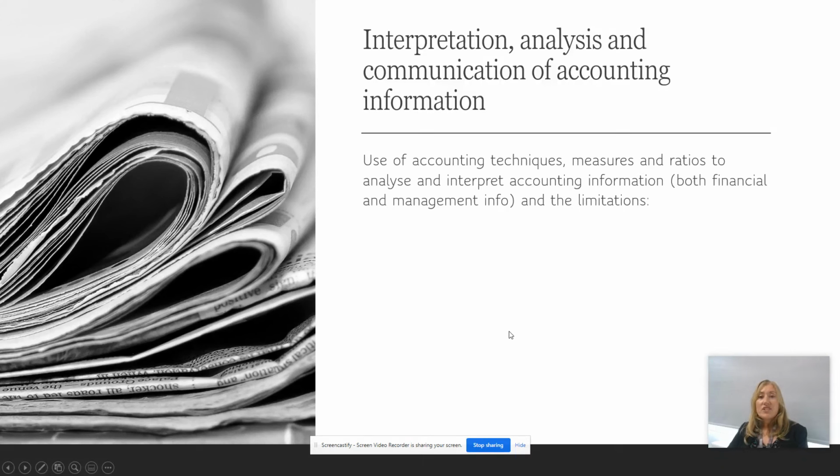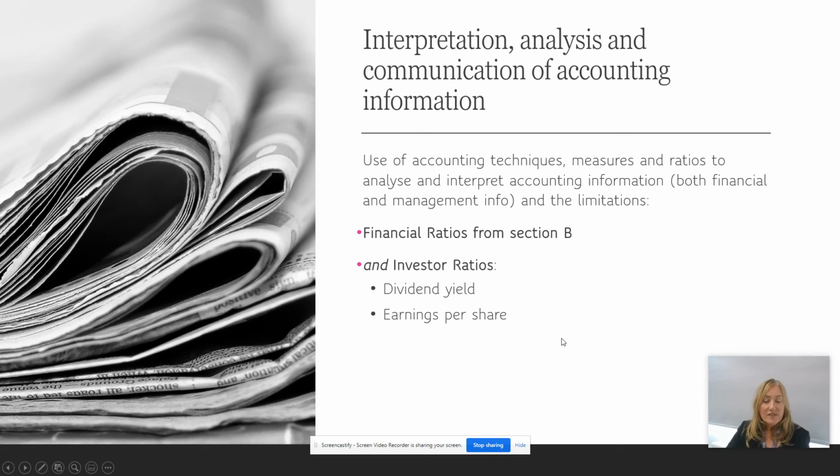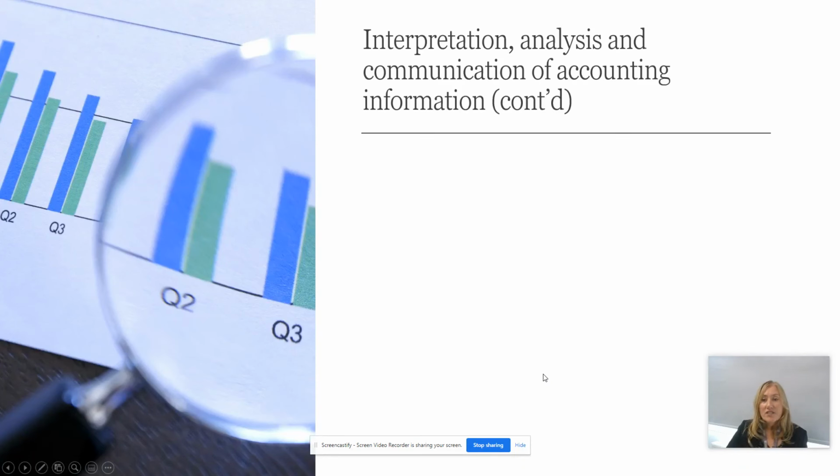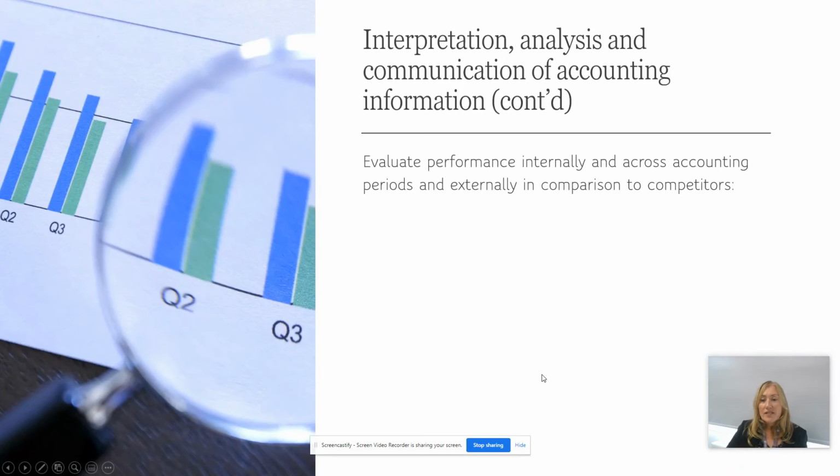And then the interpretation, communication of accounting information. We've got the financial ratios, which I've just been over in section B, but also the investor ratio. So make sure you know how to work out dividend yield, earnings per share, dividend cover, price earnings ratio, interest cover. Make sure you can find things like the market price per share. So if you've got earnings per share and you know the price earnings ratio, multiply the two together, and that will give you the market price of a share if it's not already provided in the question.